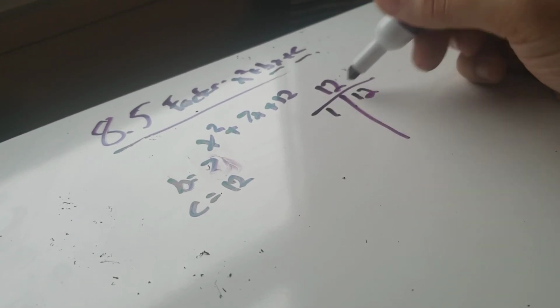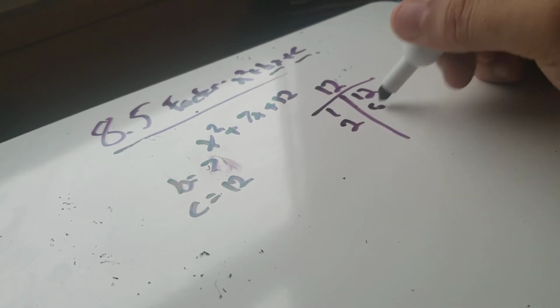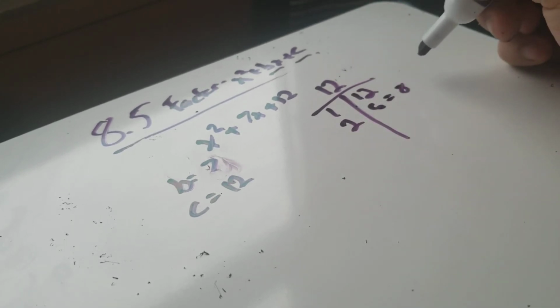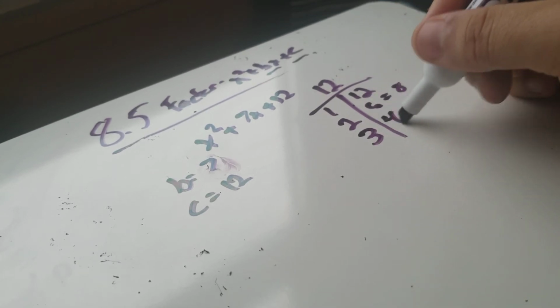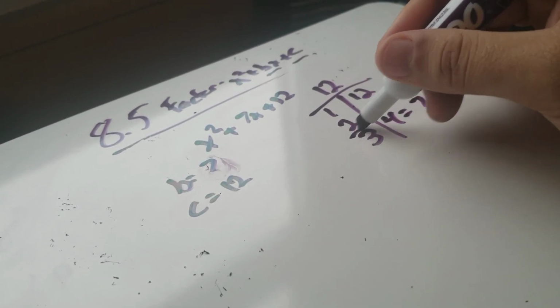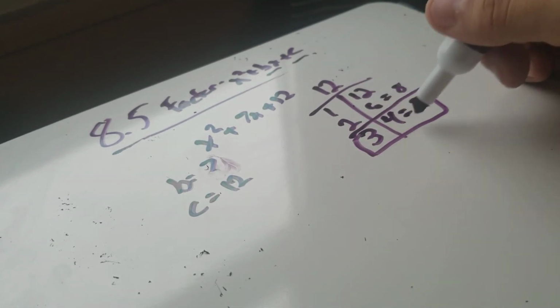So 1 and 12. No, that doesn't work. That adds up to 13. What about 2 and 6? Close, but it adds up to 8. So that's not what I want. What about 3? Does 3 go into 12? Yeah, and 4. 3 and 4? That happens to be 7. So 3 and 4 is my answer.